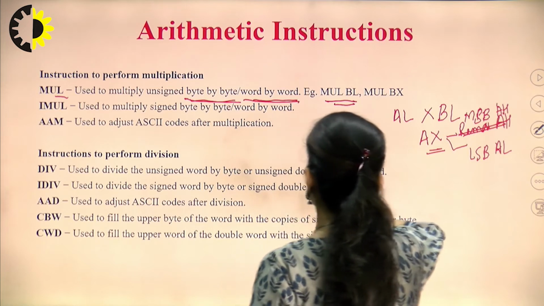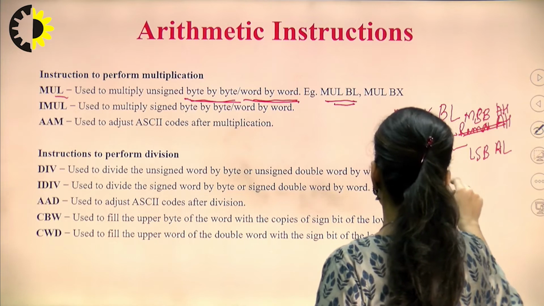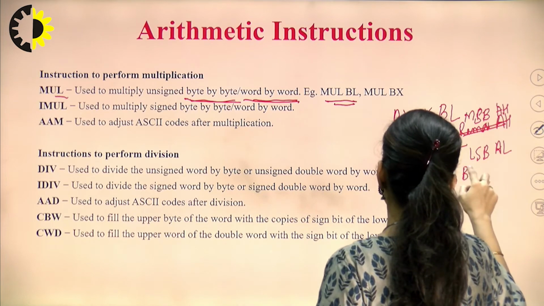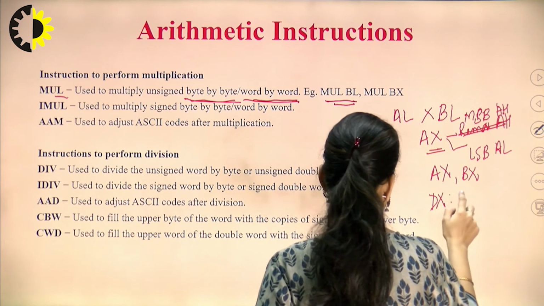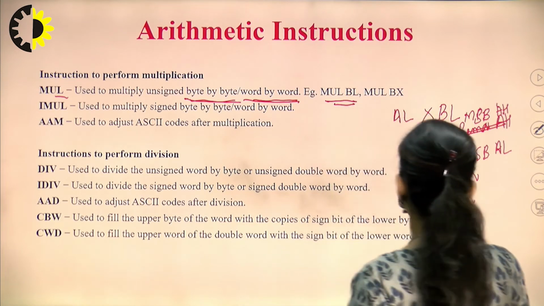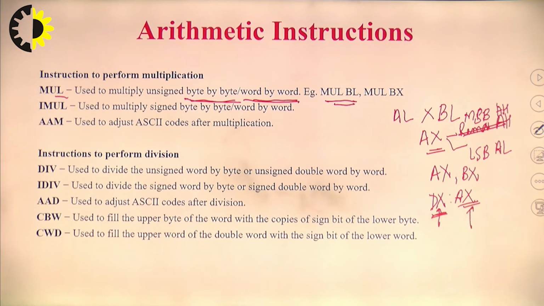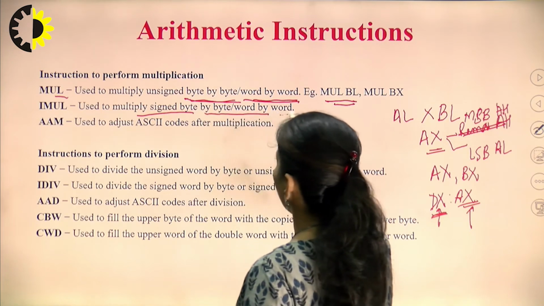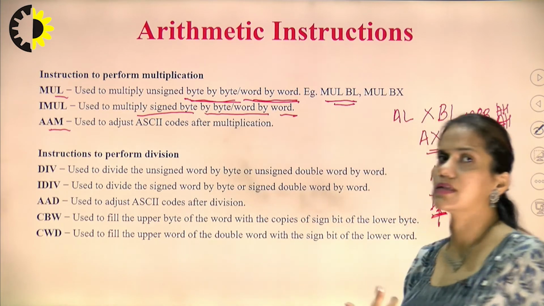When we perform the word by word multiplication, one of the operands is taken as AX and another according to the given operand. So what will happen then is that the result will be stored in DX AX. In that case the most significant word will be stored in DX, and the least significant word will be stored in AX. Now IMUL, that is used to multiply signed byte by byte or word by word operands. AAM is again ASCII adjust after multiplication.